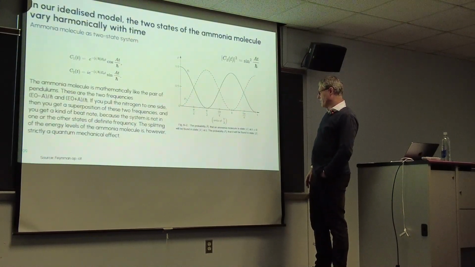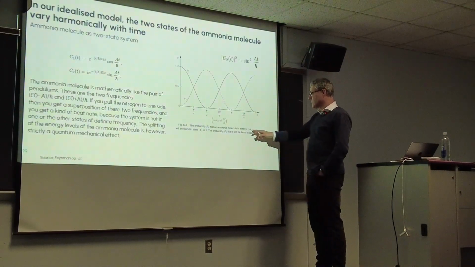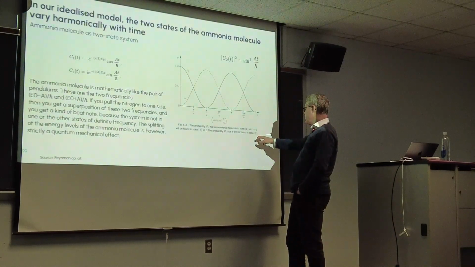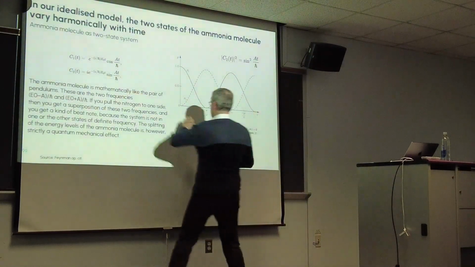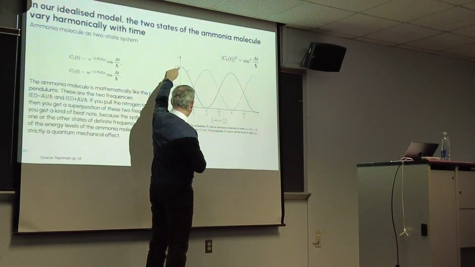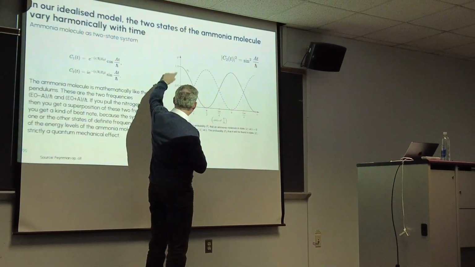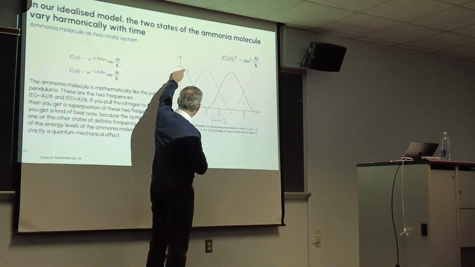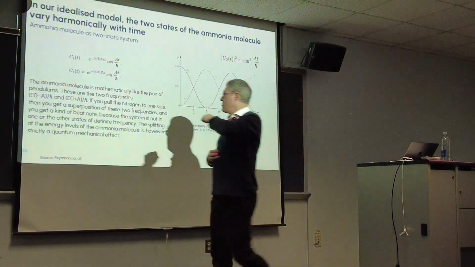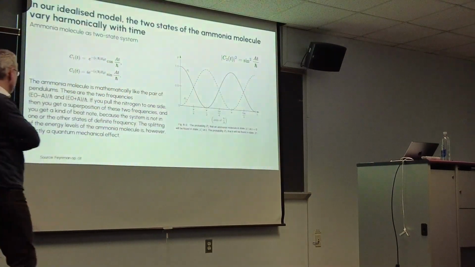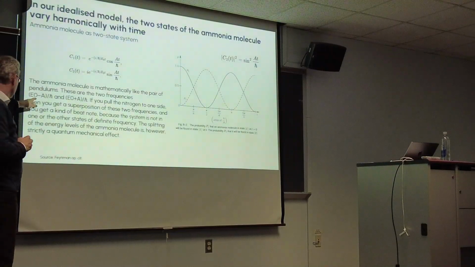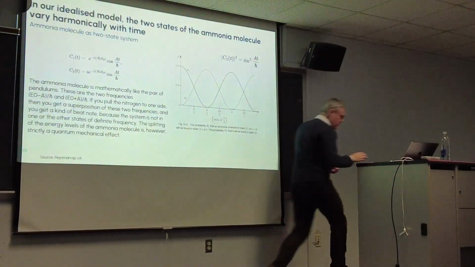That is the probability P1 that an ammonia molecule is in state 1, and P2 that it is found in state 2. Here, when no time has passed, there is 100% probability to be in state 1 and 0% in state 2. Then over time the probability of the first state drops and the probability of the other state increases. So mathematically the ammonia molecule is basically like a pair of pendulums, and there are the two frequencies, E0 minus A and E0 plus A, divided by the Planck constant.